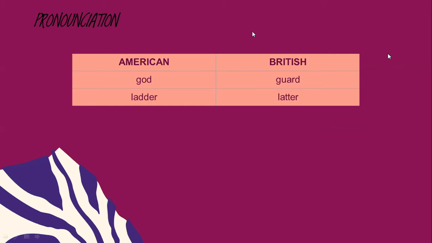And the British will say "letter." It's actually "leather," but according to the British, it's not the leather, it's "later." Or is it the other way around? It means that the pronunciation makes it difficult to understand between American and British English. Do you get it? Yes, that's for the pronunciation.